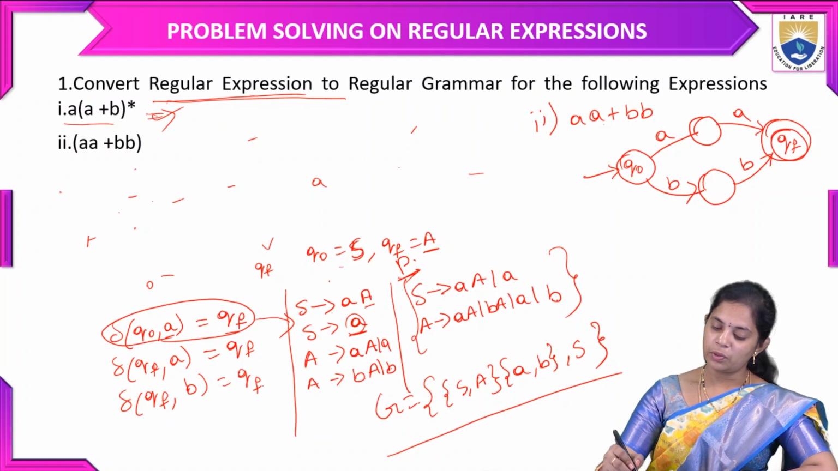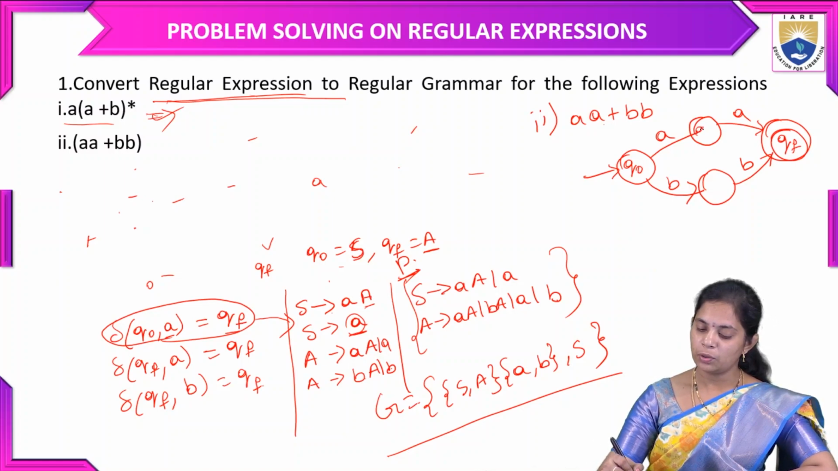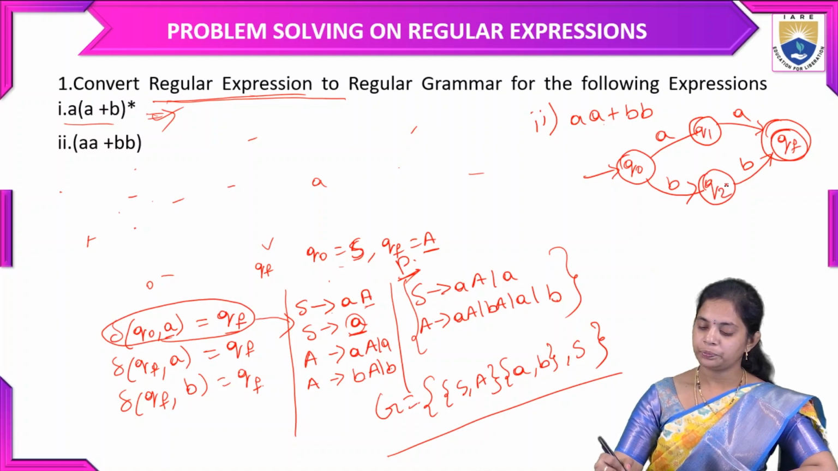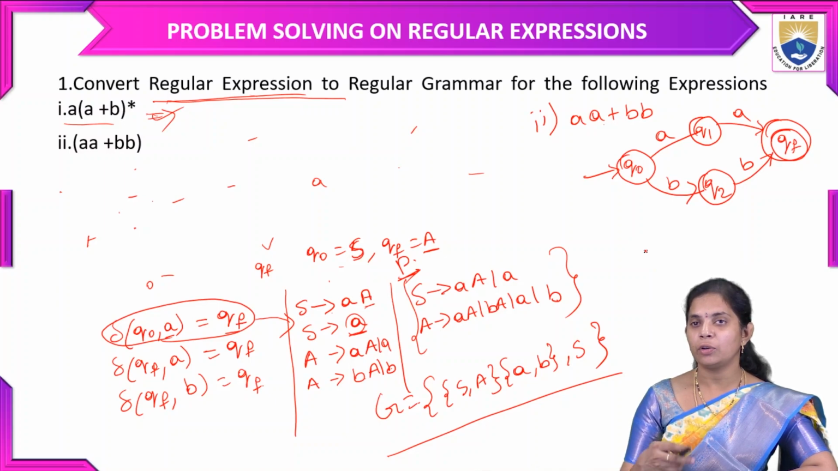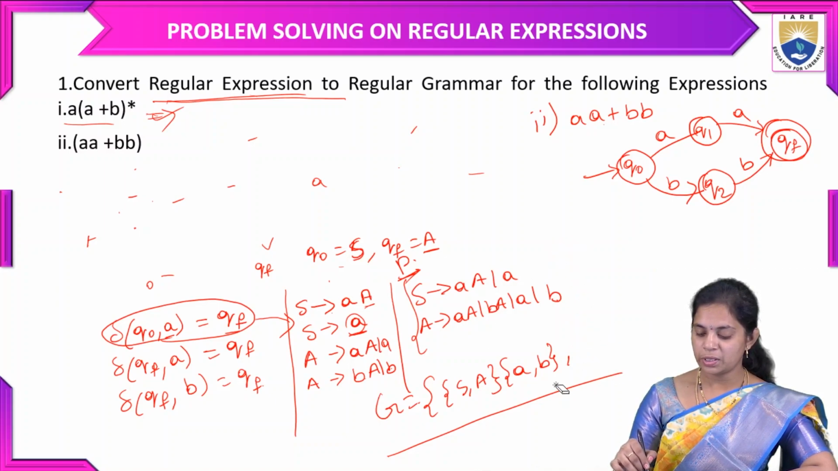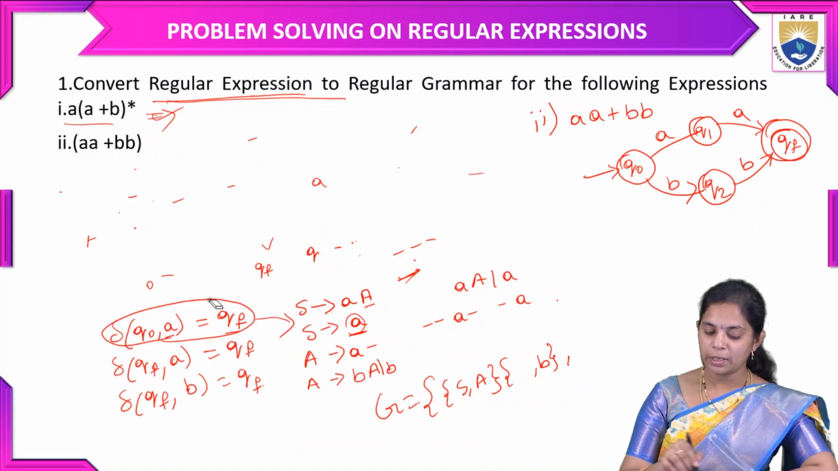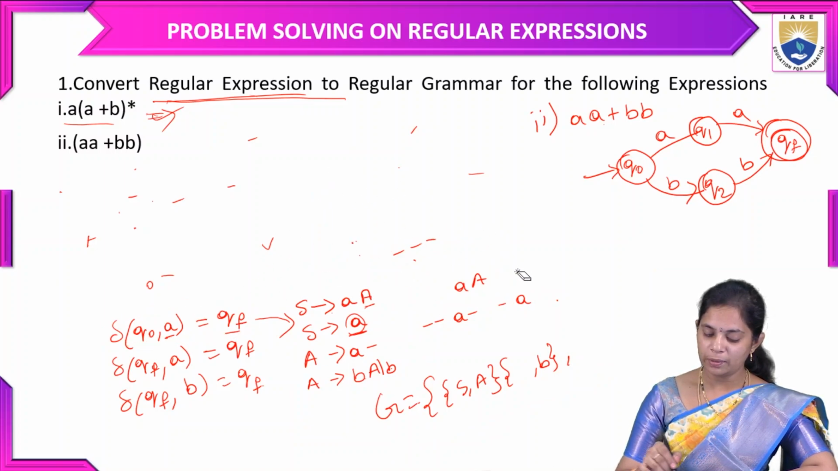So here, if you want to insert any states like q1 and q2, this is how to represent this in a finite automata. So how to represent this in a regular grammar. So regular grammar.